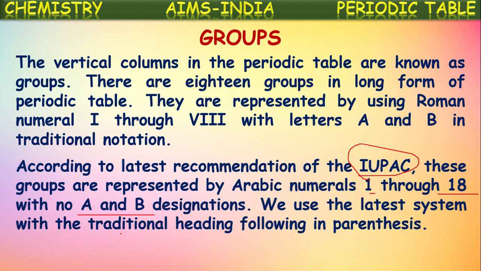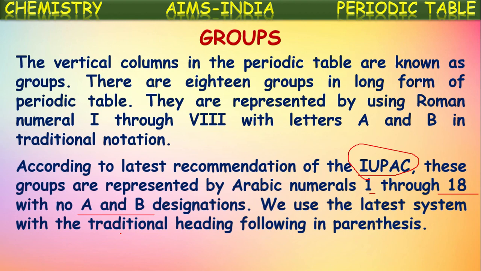Okay, suppose it is third A group, it is represented as 13th group. That's it. So we use the latest system with the traditional heading following in parentheses. So both are correct actually. Both are correct representations only. But nowadays we are using the Arabic numerals. Even sometimes we use these Roman numerals along with the subgroups representation also.